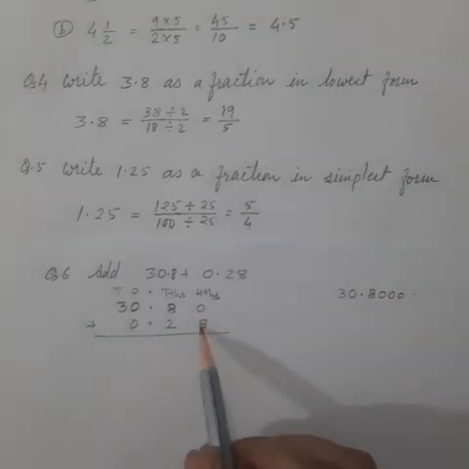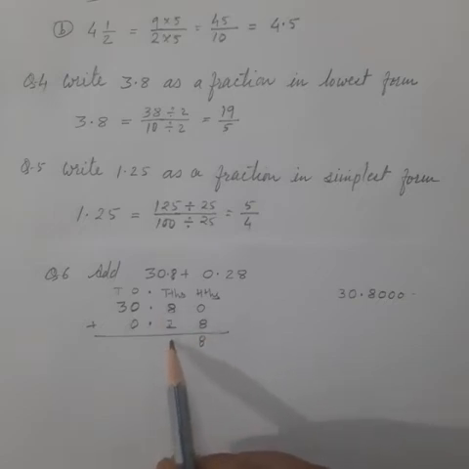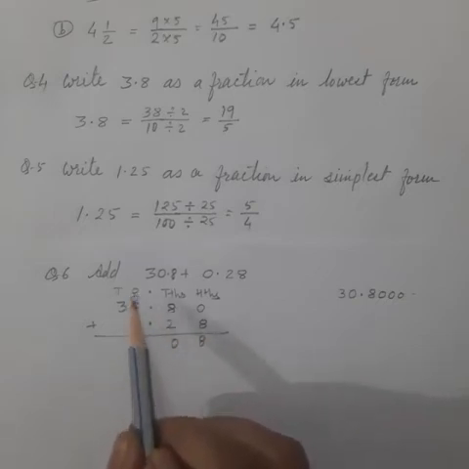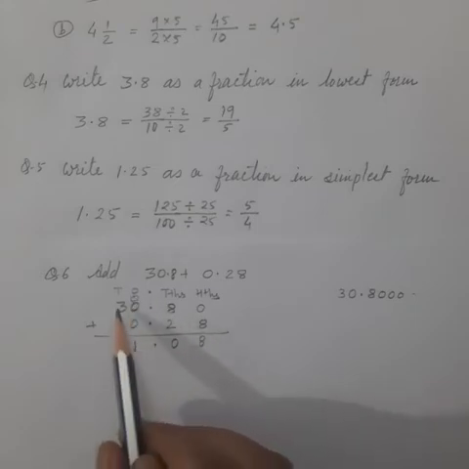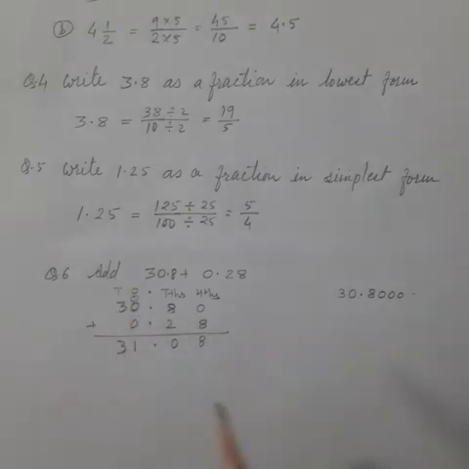Now add. 0 plus 8 is 8. 8 plus 2 is 10. 1 carried here. Point below the point. And 1 plus 0 is 1. And this is 3. So the answer is 31.08.